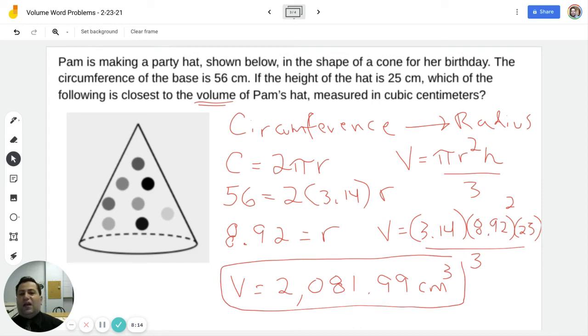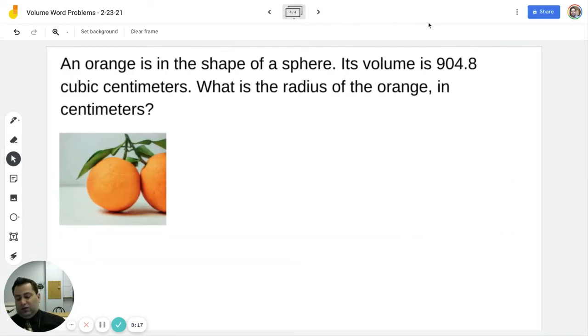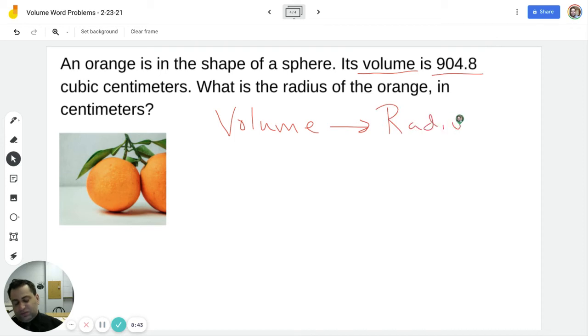All right, let's take a look at the last problem. In this last problem, we have an orange is in the shape of a sphere. Its volume is 904.8 cubic centimeters. What is the radius of the orange? So we need to go from volume and get radius. So we have to use a literal equation to get that. So let's write the volume of a sphere. Volume equals 4 times pi times the radius cubed divided by 3.